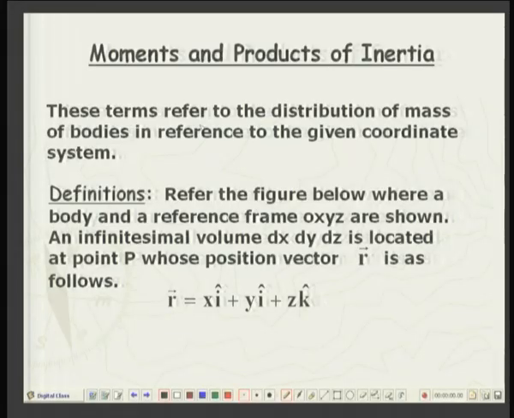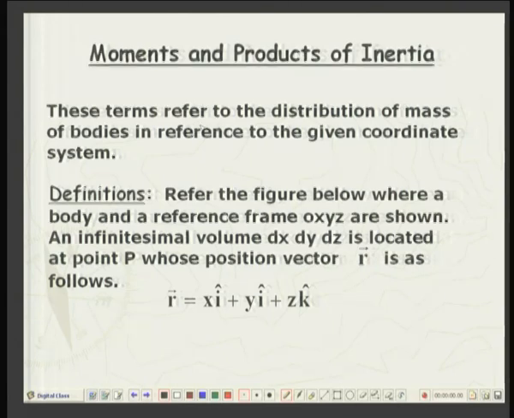Moments and products, these terms refer to the distribution of mass of bodies in reference to a given coordinate system. That is, if you are given a body and a coordinate system, whether the mass is closer to the origin or farther away from the origin, how it is distributed around the origin, etc. So, those concepts will be manifest through the moments and products of inertia. So, let us define what these quantities are.